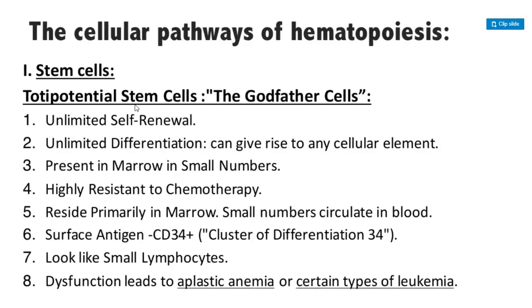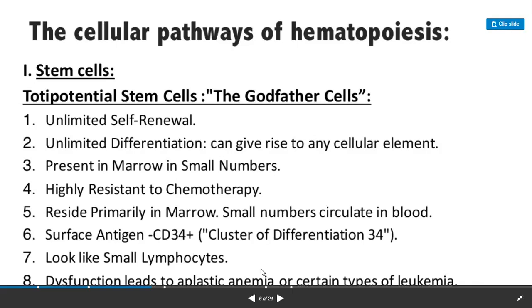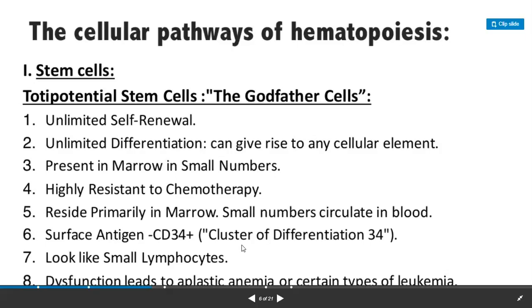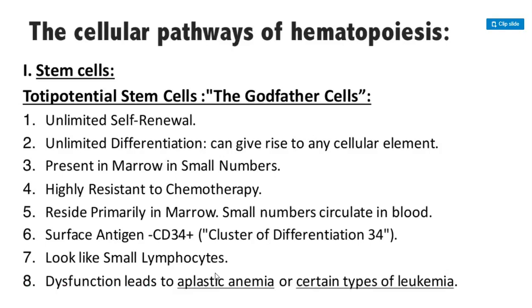So if there is a dysfunction of totipotent stem cells, we'll have what we call aplastic anemia. In aplastic anemia, there is absence or a very decreased number of red blood cells, white blood cells, and platelets. We talked about 4.8 to 5.4 million red blood cells per microliter of blood. But imagine that you take a microliter of blood and you cannot find even 10,000 red blood cells, or you cannot find red blood cells at all. Then we know that there was no hematopoiesis. We call that aplastic anemia.